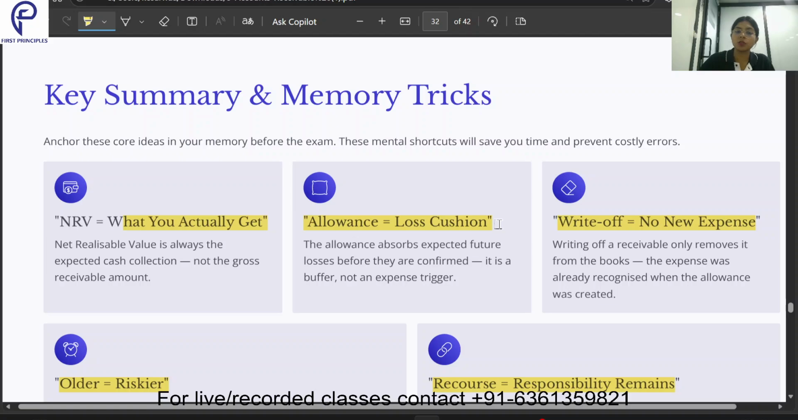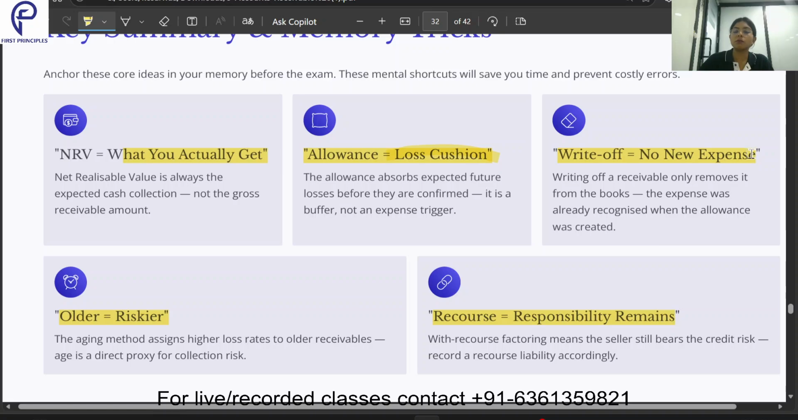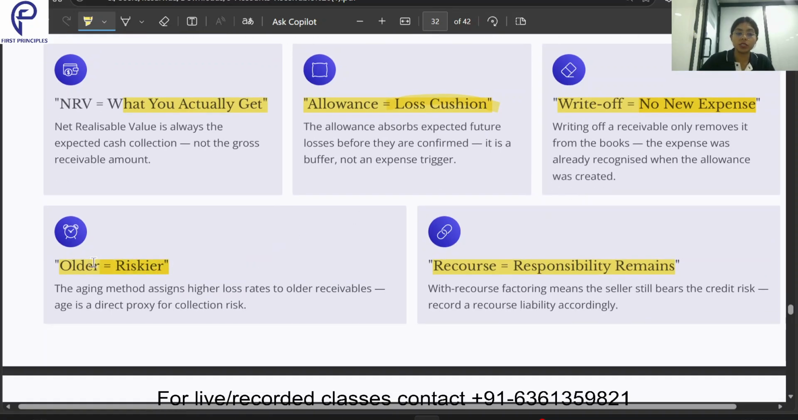Allowance is like a loss cushion because it absorbs the expected future losses. Write-off means what? That means no new expense is going to be there. I'm just removing that particular accounts receivable from my books, which I have already recognized in my allowance account. Then, the older the accounts receivable, the riskier it becomes.